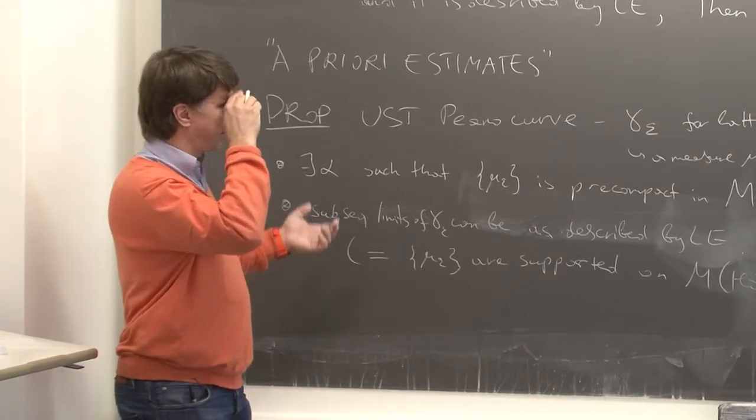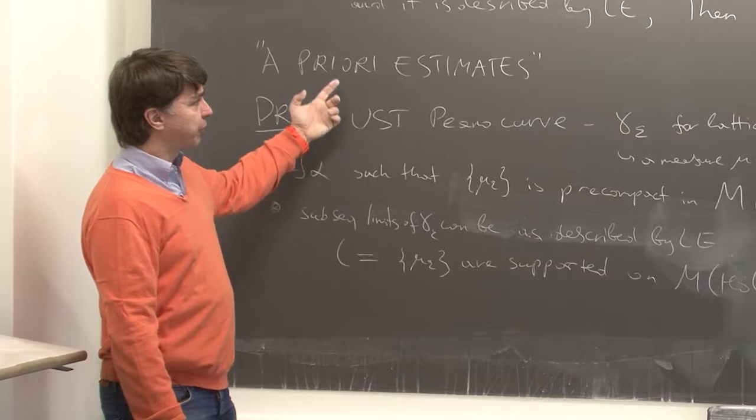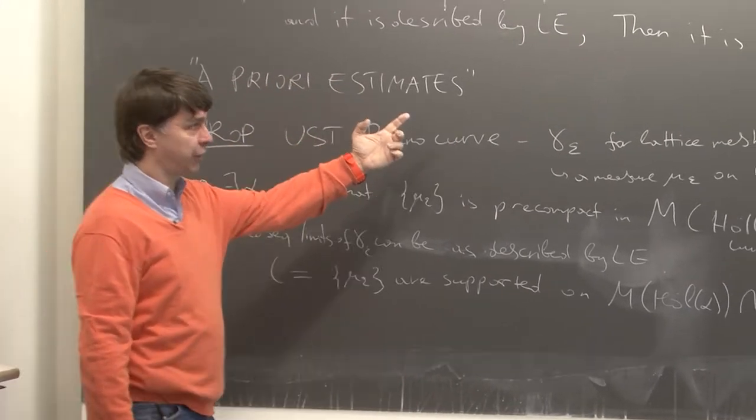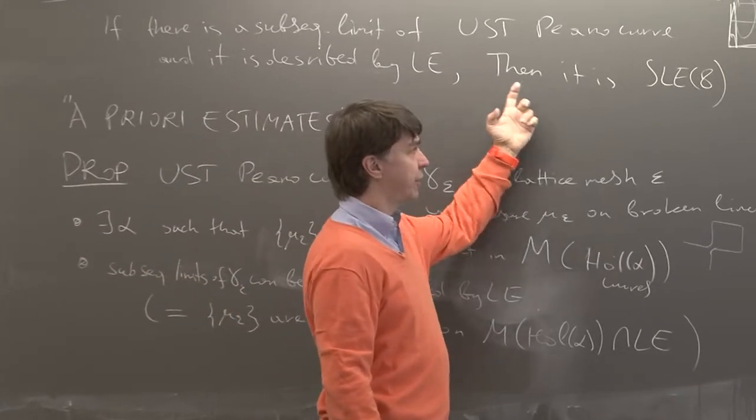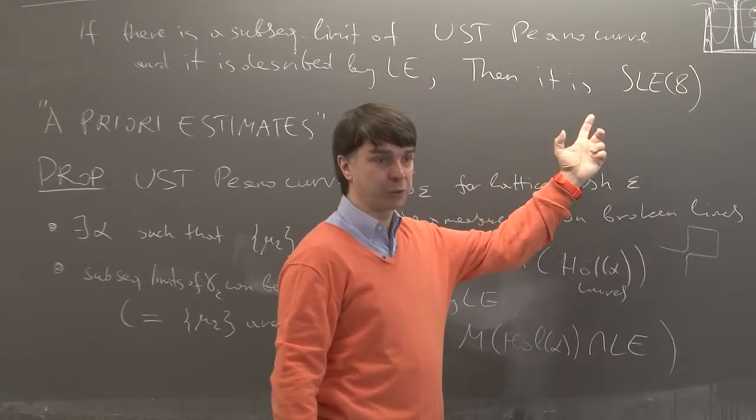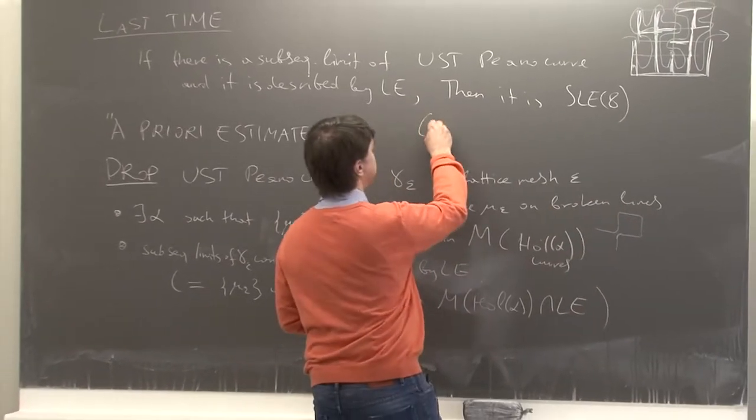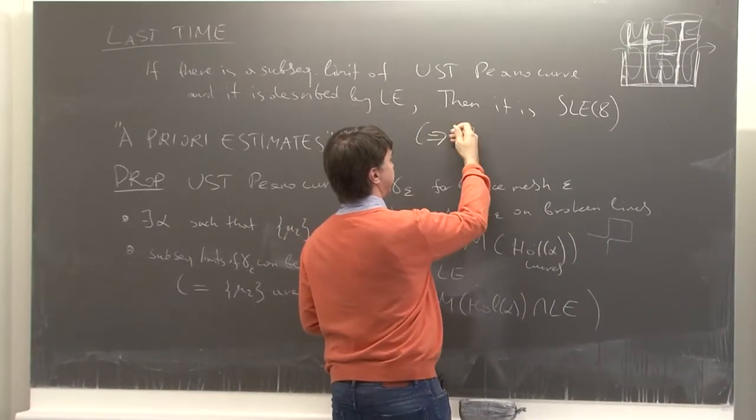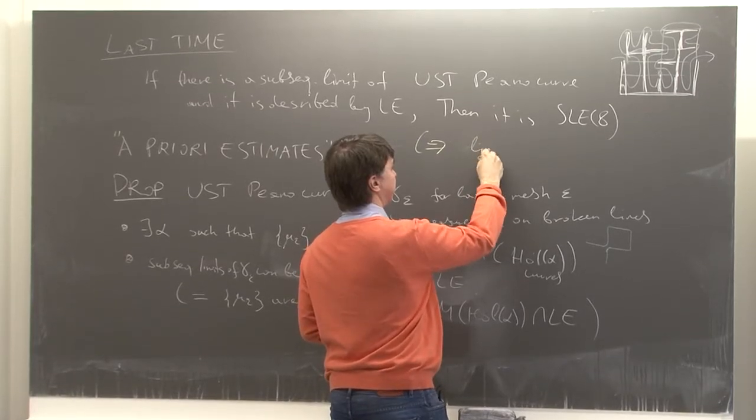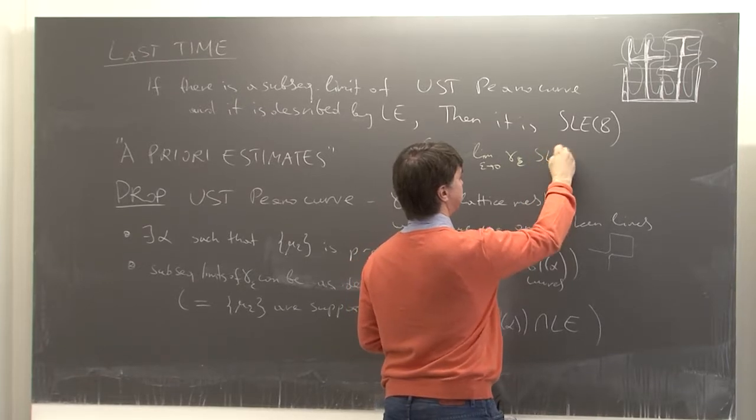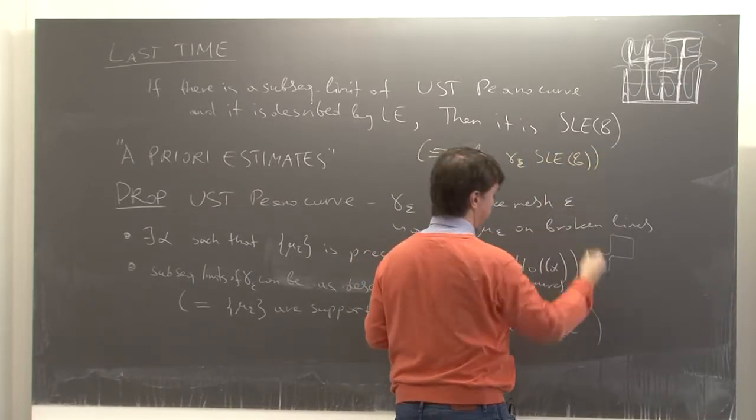So once again, we prove that every subsequential limit is described by Loewner evolution, and every subsequential limit is SLE 8. That means that there is a limit which is SLE 8. So that's the usual thing. So this implies that the limit of gamma epsilon is SLE 8, because we have this precompactness.